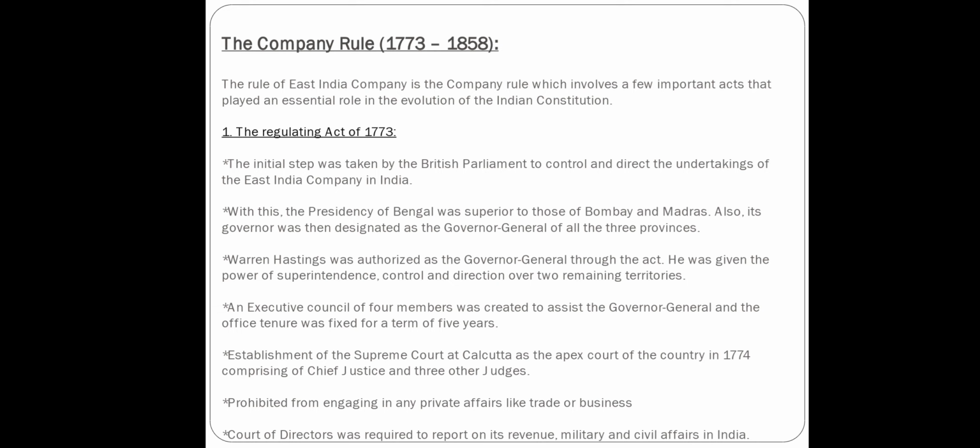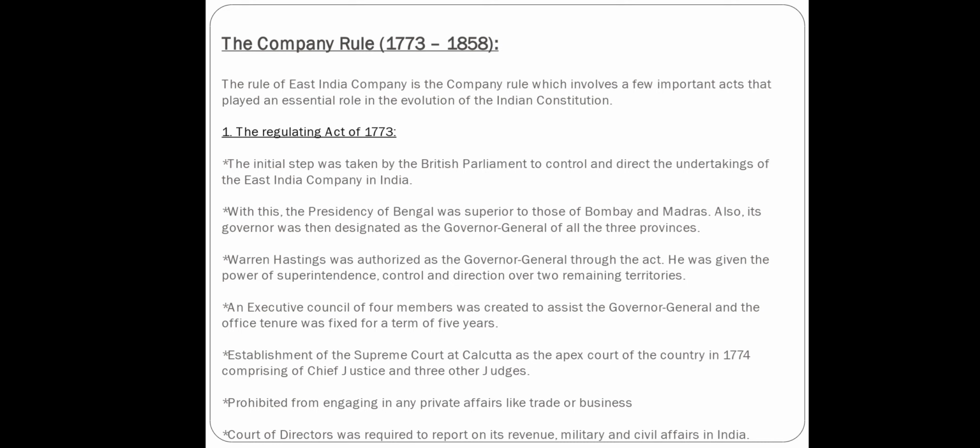Establishment of the Supreme Court at Calcutta. So this is a very important thing. Most of the exams may ask when the Supreme Court was established, where it was established, and through which act. It was established through the Regulating Act of 1773 in Calcutta, comprising the Chief Justice and three other judges.